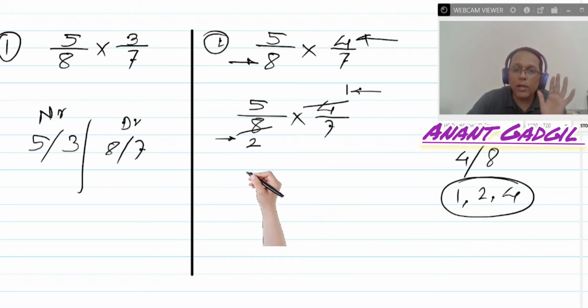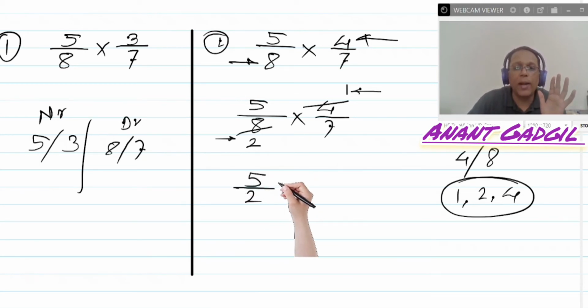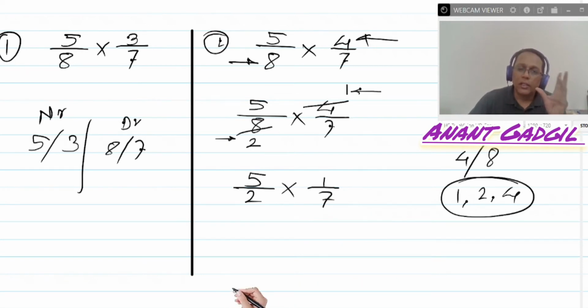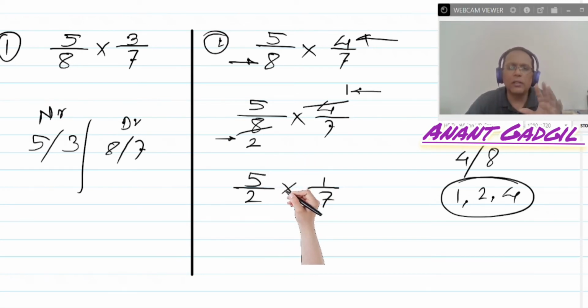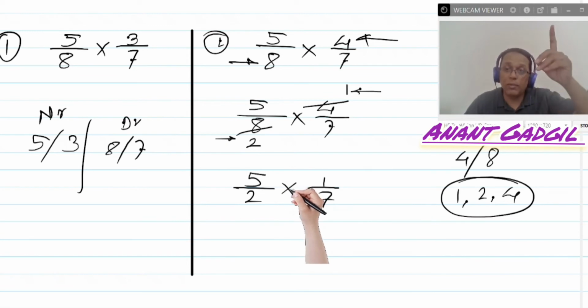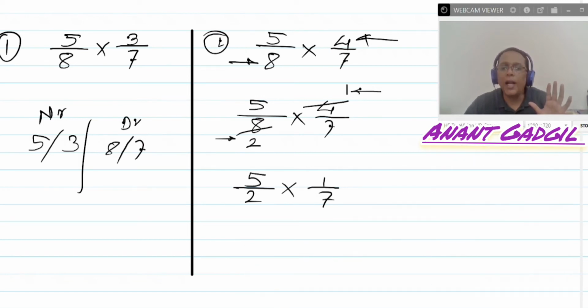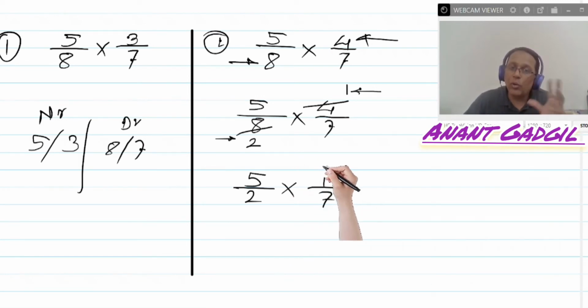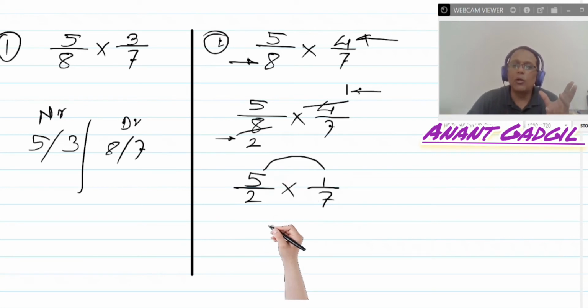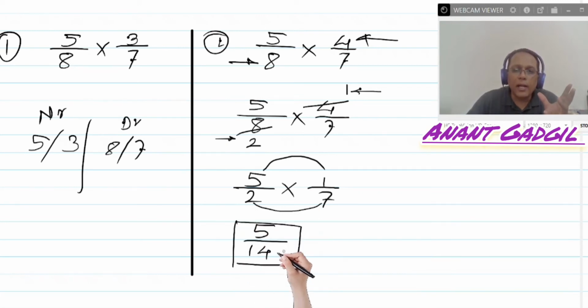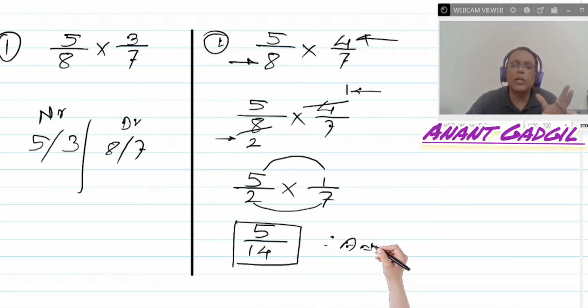Now what is the question that we get? It's 5 by 2 in the first fraction, 1 by 7 in the second fraction. Now you can see that any two numbers, one in the numerator, one in the denominator, are not divisible by the same number, right? So what we do at that time is we multiply the numerators. 5 times 1 is 5. We multiply the denominators. 7 times 2 is 14. And this is our final answer, students.